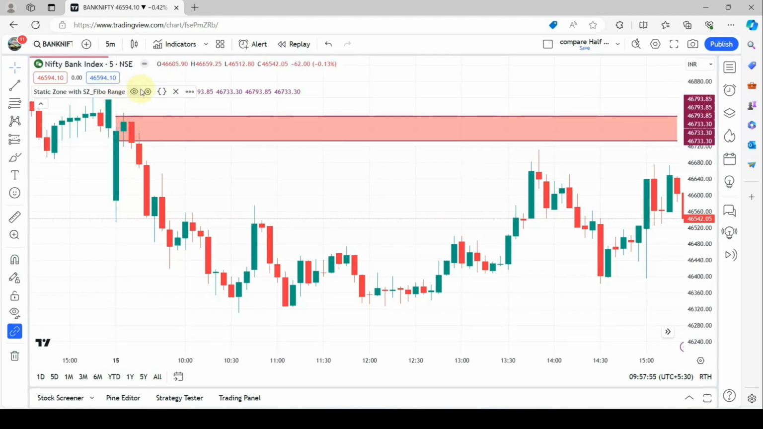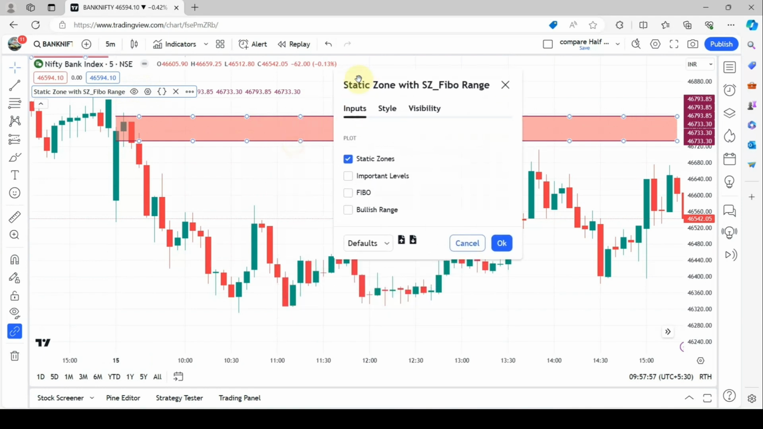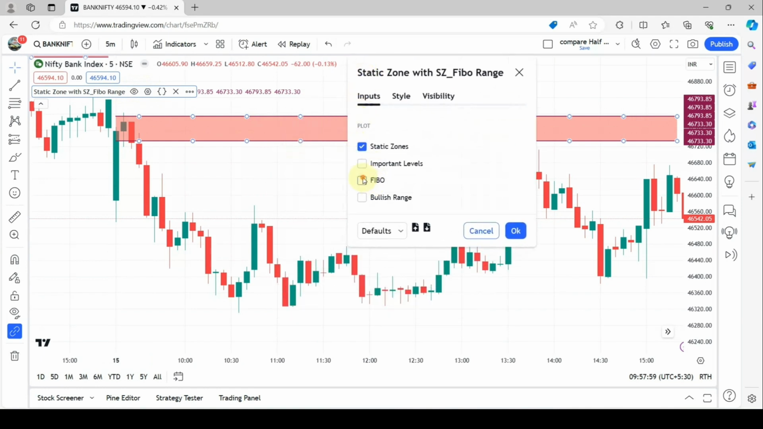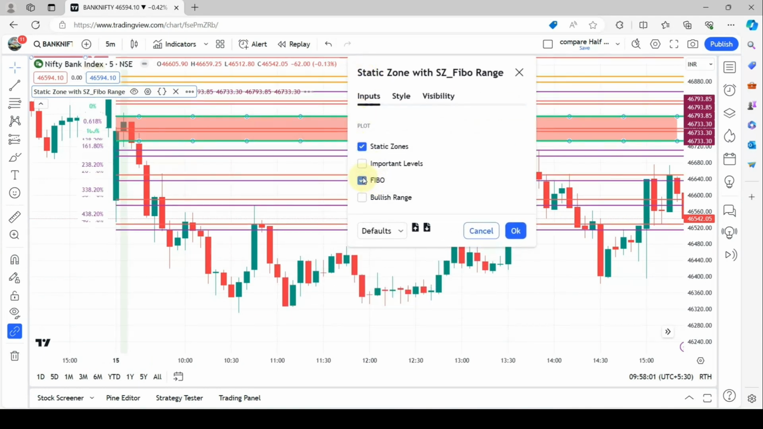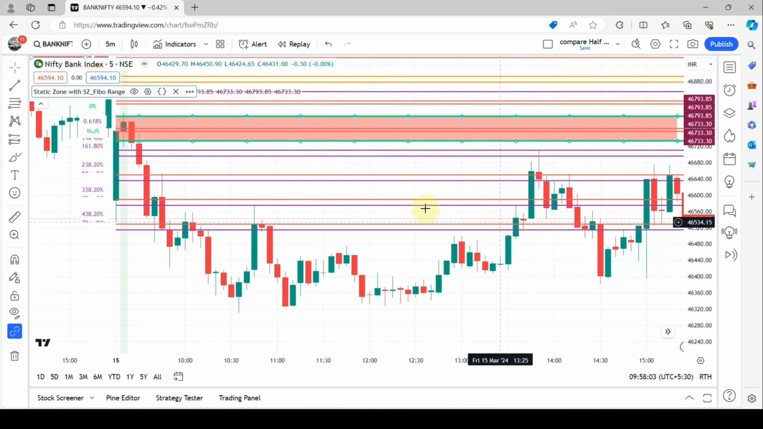And now I am going to enable another level, that is Fibo levels. Fibo levels we basically plot for a certain range. So here in our indicator we plotted the Fibo range for the particular static zones. This is considered as 0% and this is considered as 100%. For this we have plotted the main Fibo levels.